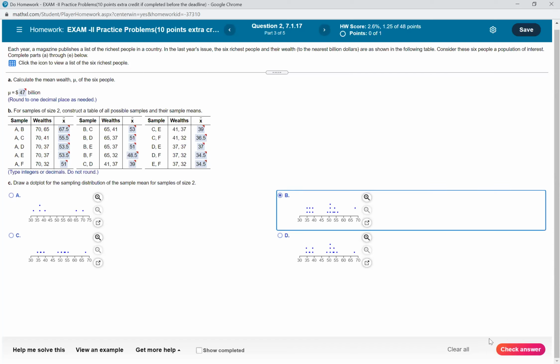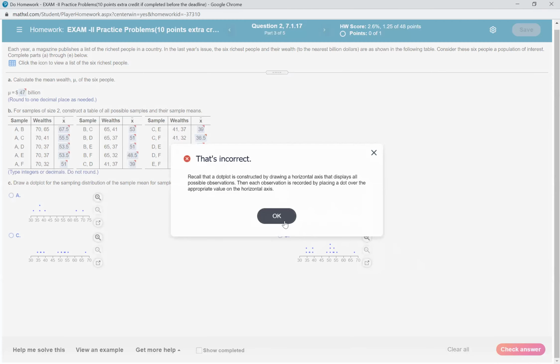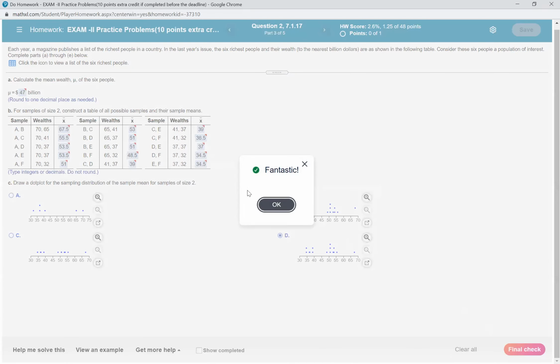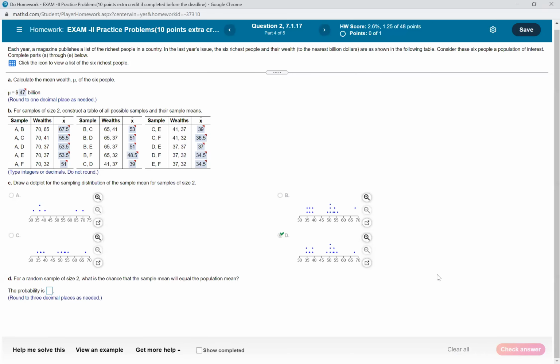Okay, so let me check this one. This is not correct. So this one is the correct answer. So the idea is this is 67.5. So at 67.5, you will have 1 dot. So this is the dot at 67.5. And at 55.5, you also have 1 dot. So you have to just check this one, okay?